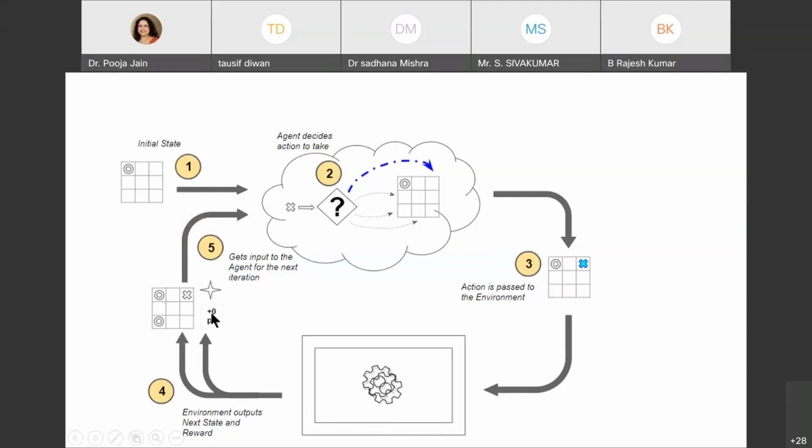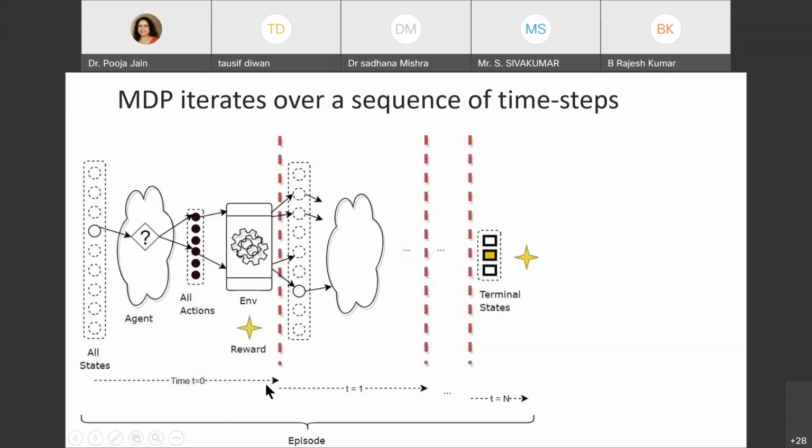See here, it is a game in which you take some action, then the environment responds, then you take another action. Based on that, you take the next action, until someone accomplishes the placement in a straight line. See here, it is a sequence of time steps. This is time 0, where one state is there. Then time step 1, what is happening? Time step 2, what is happening? Okay. MDP means Markov decision process, and it iterates over a sequence of time steps.